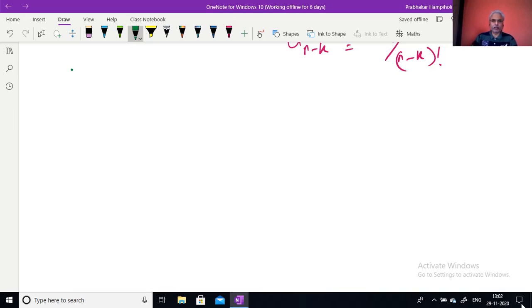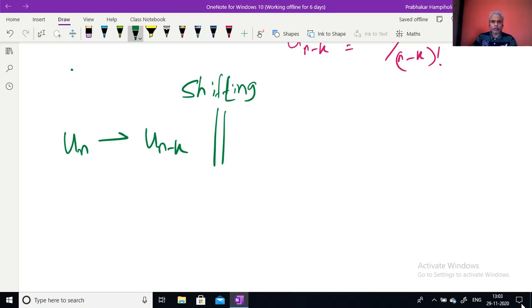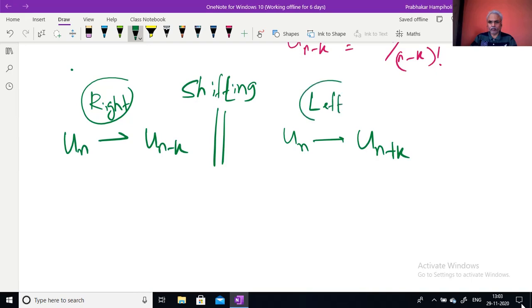What is the meaning of this? Shifting u n. We are shifting u n either to the right side or left side. Suppose if I write u n to u n minus k, this is known as right shifting. If I shift u n to u n plus k, we call it left shifting. So this is a change of origin, that's all. Left shifting theorem, right shifting theorem.